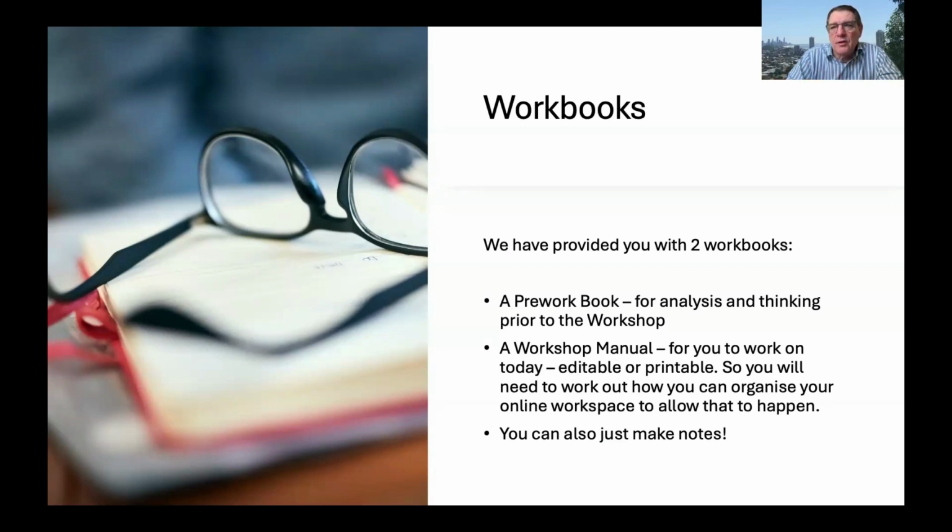Now that workshop manual is an editable PDF, so you can actually type into it or you can print it out as I discussed. So you're probably going to need to work out how you can organize your online workspace to allow that to happen. If you've got two screens, just put one on one screen and the Zoom on the other one, and you'll be fine. You can also just make notes. It's not that complex a process that you won't be able to work out what's happening and how we make it work, right? So the planning process is there. Just think through how you make your notes and how you pull it together.